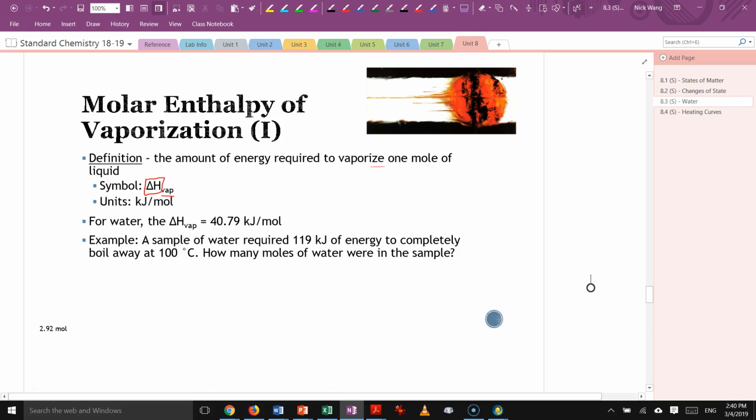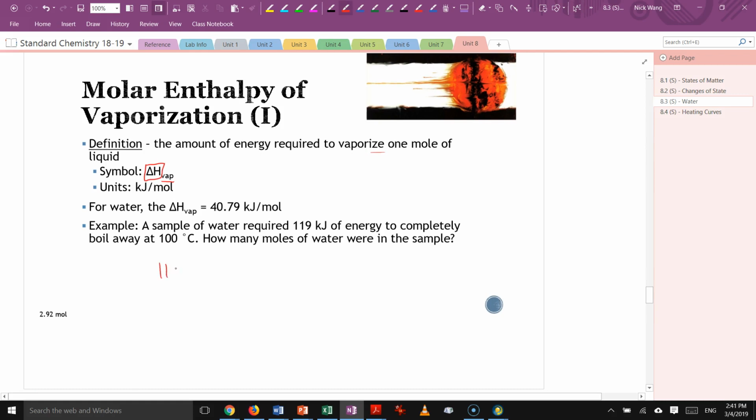So, in this language, a sample of water required 119 kilojoules of energy to completely boil at 100 degrees Celsius. How many moles of water were in the sample to start with? All right, so we're given energy this time. We're not just given some gram amount or mole amount. This time we're given an energy amount, and we're asked for how much water there was. Well, thinking about this going backwards, if I'm given an energy amount, 119 kilojoules of energy, that's going to be compared here, since we're talking about boiling, we use the delta H of vap.